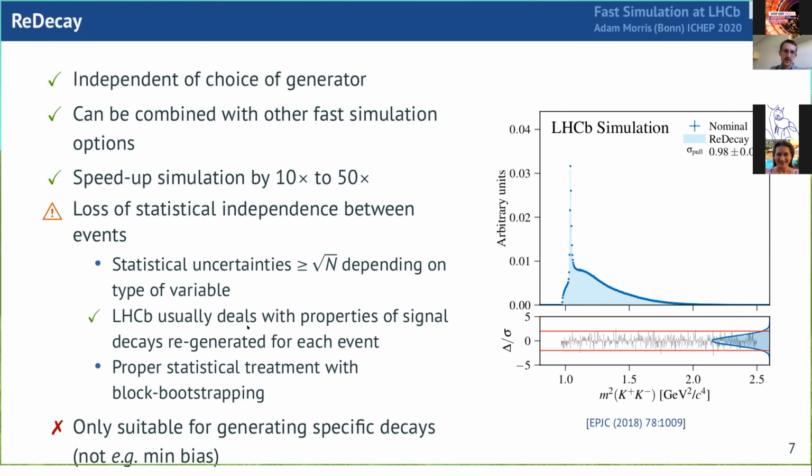And this is good for LHCb because this is the type of analysis that we generally study. We're concerned with these types of variables. This can be treated properly by using block bootstrapping, where you just sample events with the same underlying event. One disadvantage is that it's only suitable for generating samples where you have a specific decay that you want to repeat, so not, for example, minimum bias samples.